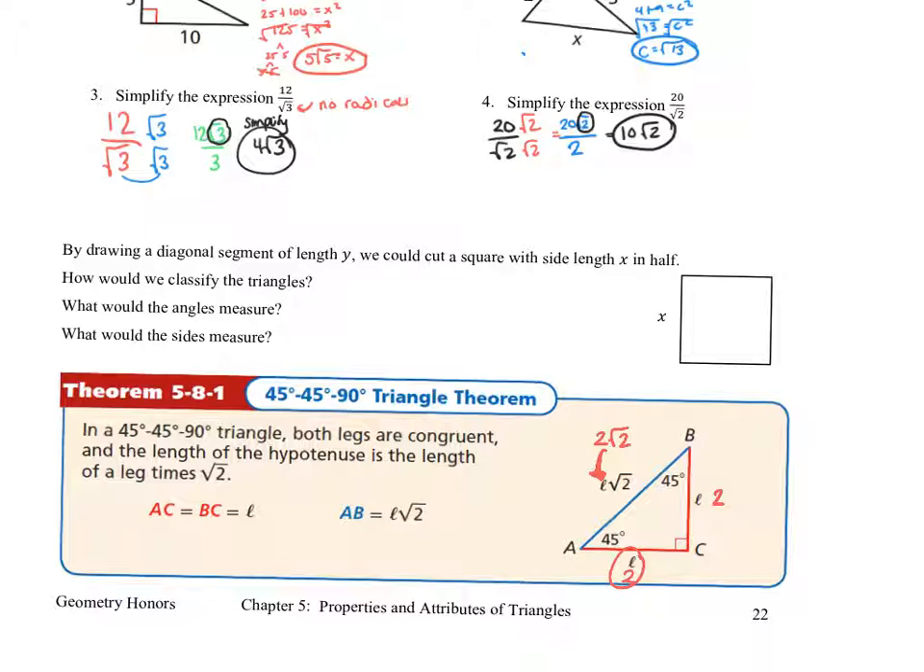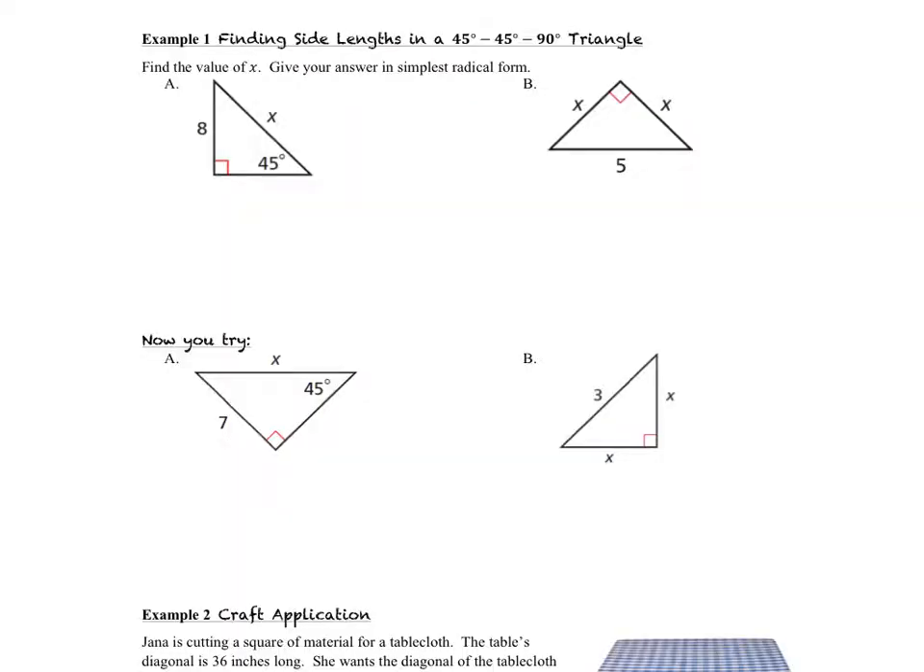What you need to understand is that this is something that you want to memorize, the ratio of these sides. Some people call it L radical 2. They might call it X radical 2 instead. And I'll show you how we're going to use that.